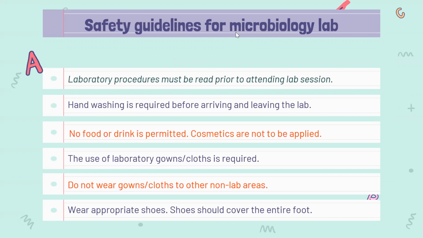Here are safety guidelines for a microbiology laboratory. When you work in the microbiology laboratory, there are many rules and regulations that you need to consider before working in the lab, because whenever you make an accident or something happens, it can be very fatal. So here are some do's and don'ts. First, laboratory procedures must be read prior to attending the lab session. Hand washing is required before arriving and leaving the lab. No food or drink is permitted. Cosmetics are not to be applied. The use of laboratory gowns or clothes is required. Do not wear gowns or clothes to other non-lab areas. Wear appropriate shoes, and shoes should cover the entire foot.